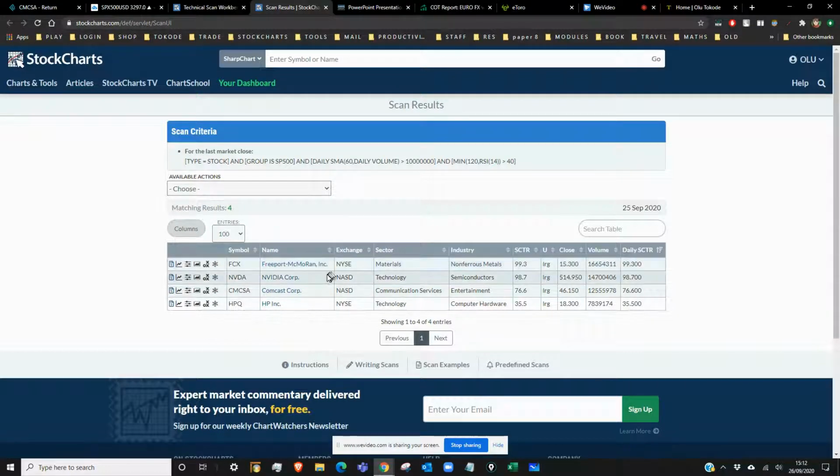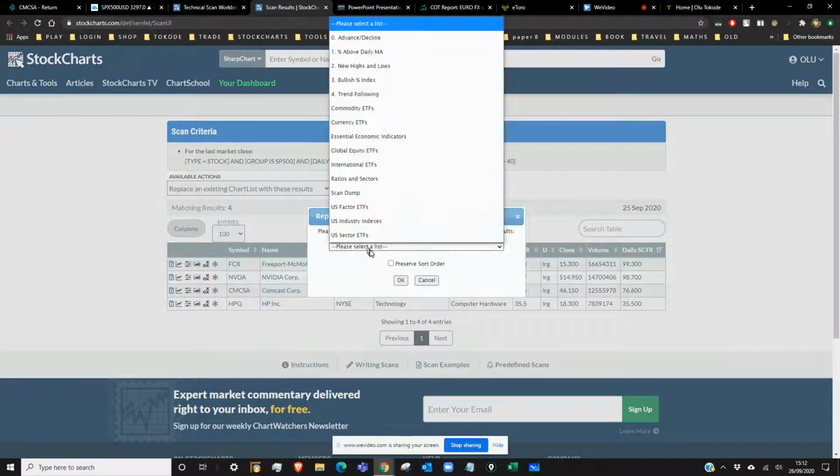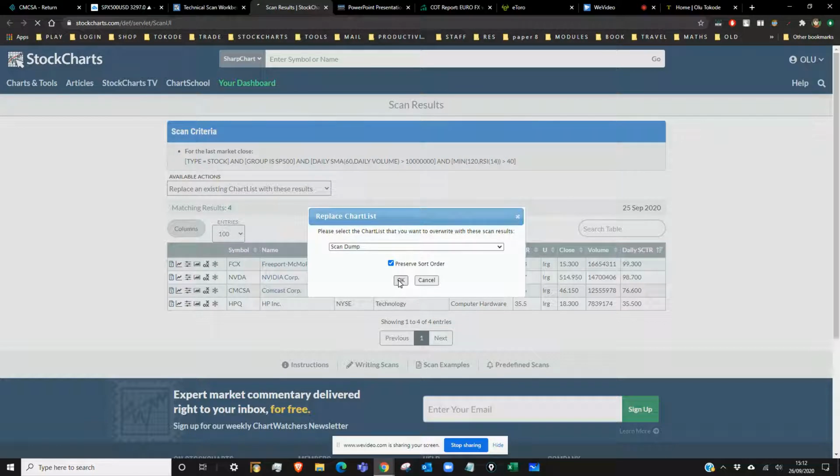FCX, Freeport-McMoRan. Okay, that's copper. I know that stock. Nvidia. Okay, Nvidia is quite popular. Comcast. And HP. Right, I'm going to dump this scan into my chart list.